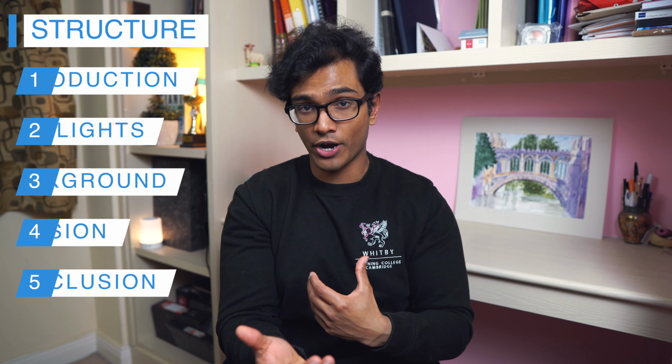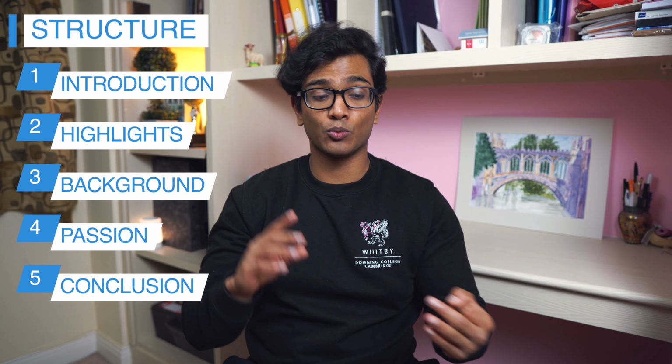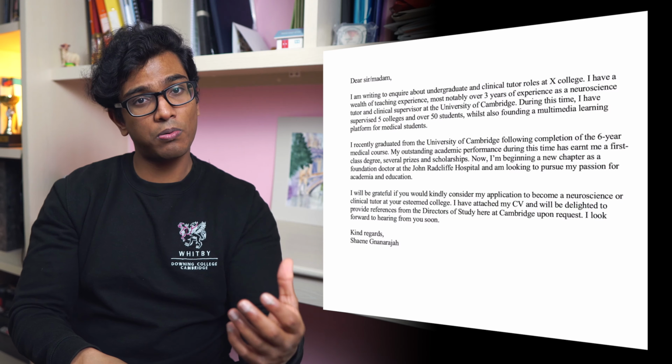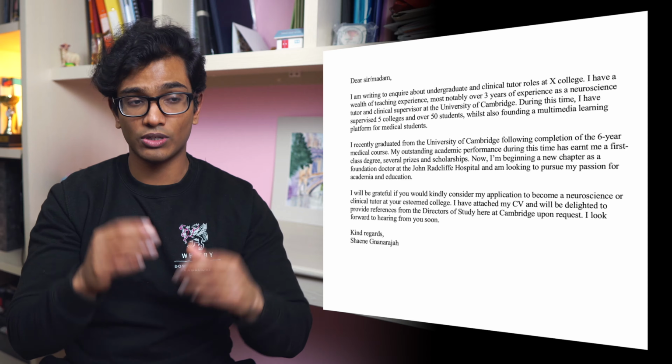But how can we structure it to make sure it flows very well and we are including all the elements of the bestsellers, the highlights, as well as what you're applying for and why you're applying? And to do that, I'm going to use the example cover letter that I used to apply for supervision jobs at Oxford University. So essentially, in the first sentence, all I'm doing is introducing myself, saying who I am, and what I'm applying for. And this is what it looks like.